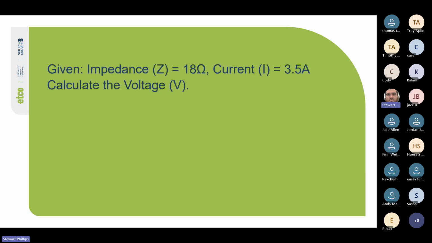Cool. So the impedance equals 18. The current is 3.5. Calculate the voltage.